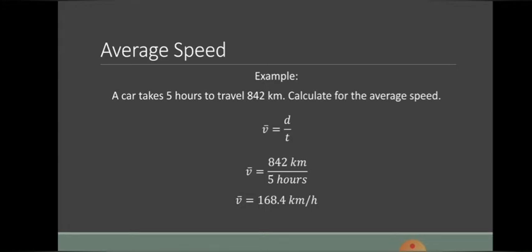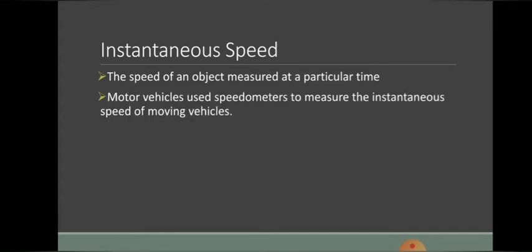By the way, speed is usually expressed in the unit of kilometer per hour, meter per second. So, those are called speeds. Now, instantaneous speed. From the word instant. Instantaneous speed is the speed of an object measured at a particular time. Motor vehicles use speedometers to measure the instantaneous speed of moving vehicles.